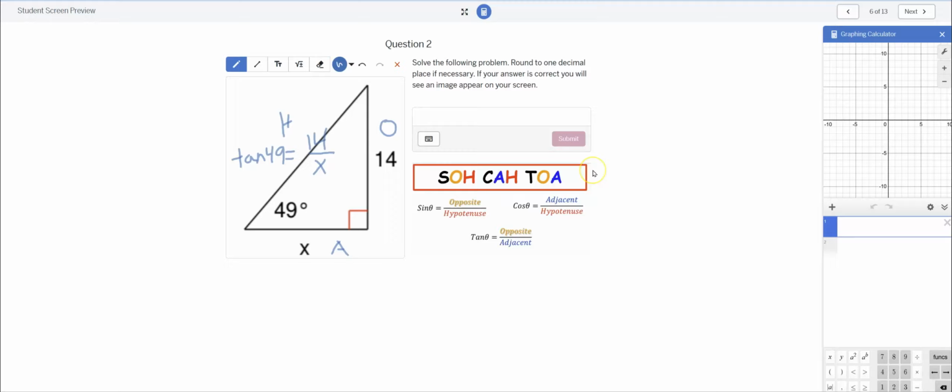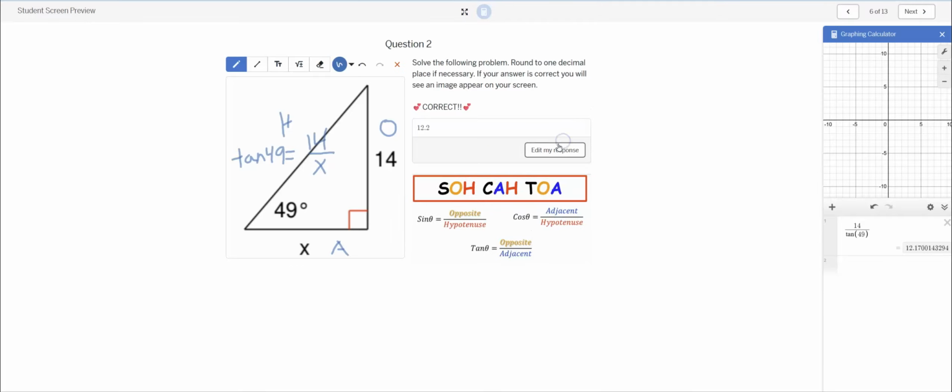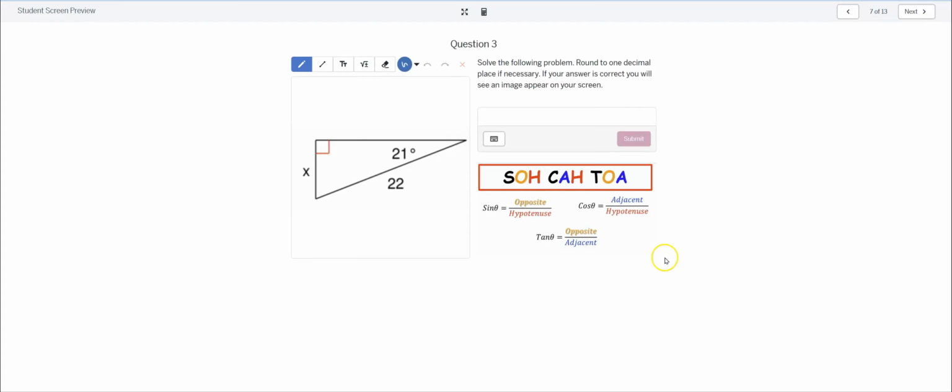So this one is not going to be solved the same though, right? If x was high, I multiply. If x is low, divide and go. So the 14 divided by, not multiplied by, the tangent of 49. And here it says round to 1 decimal place, but since it's 12.17, that 7 is going to round it up to 12.2. And again, if you have rounding errors, you will miss these. So make sure we are not missing the rounding. Okay, and we got it. Correct. Yay. All right, next one.